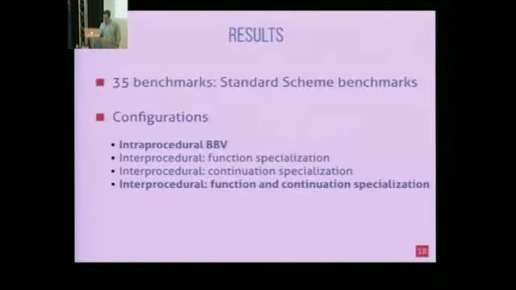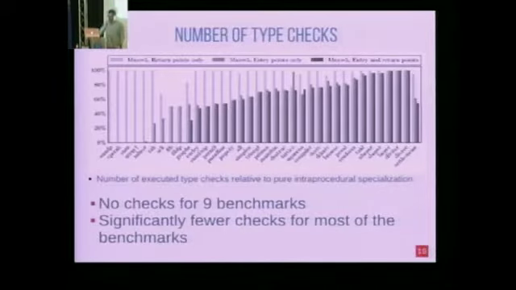So I have 2 minutes left to present you my results. For our experiments, we use 35 benchmarks that are pretty standard benchmarks used by major implementations, and we use 4 configurations for the compiler. But for this talk, I will talk only about the 2 main configurations: intra-procedural only basic block versioning, and basic block versioning using our interprocedural extensions.